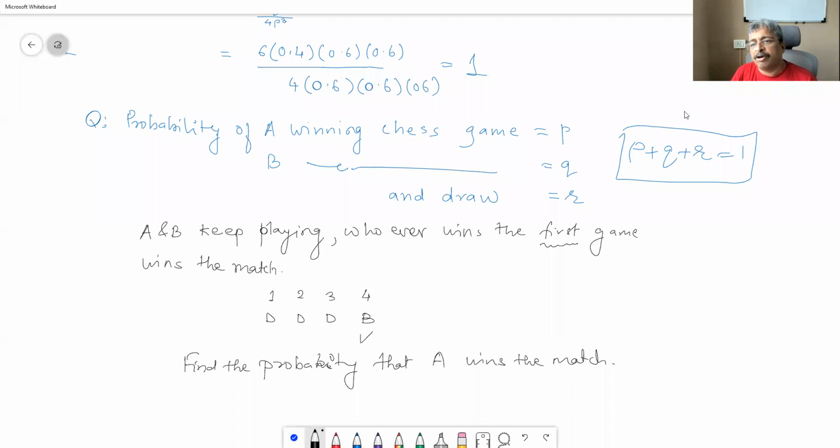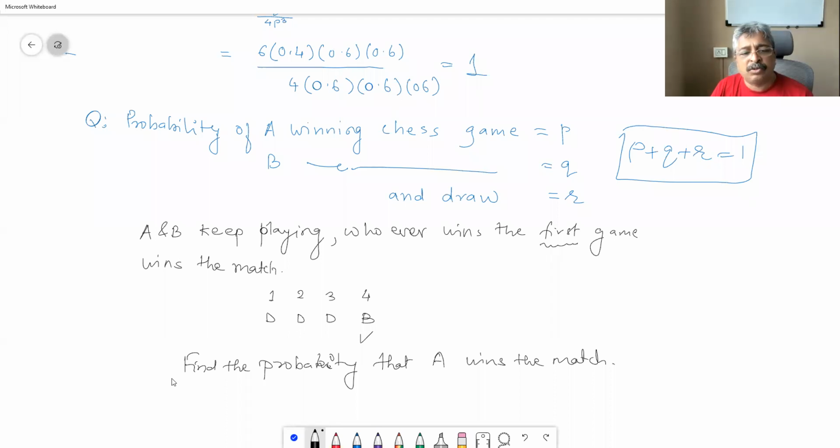Now you never know how many matches draw are going to take place before A wins the first match. It could be 0, it could be 1, it could be 2. How many matches are draw? So you can add all of them, and R happens to be less than 1 positive number. Therefore, you know the summation of those R's, and you can quickly arrive at the probability of A winning the match: P upon P plus Q.